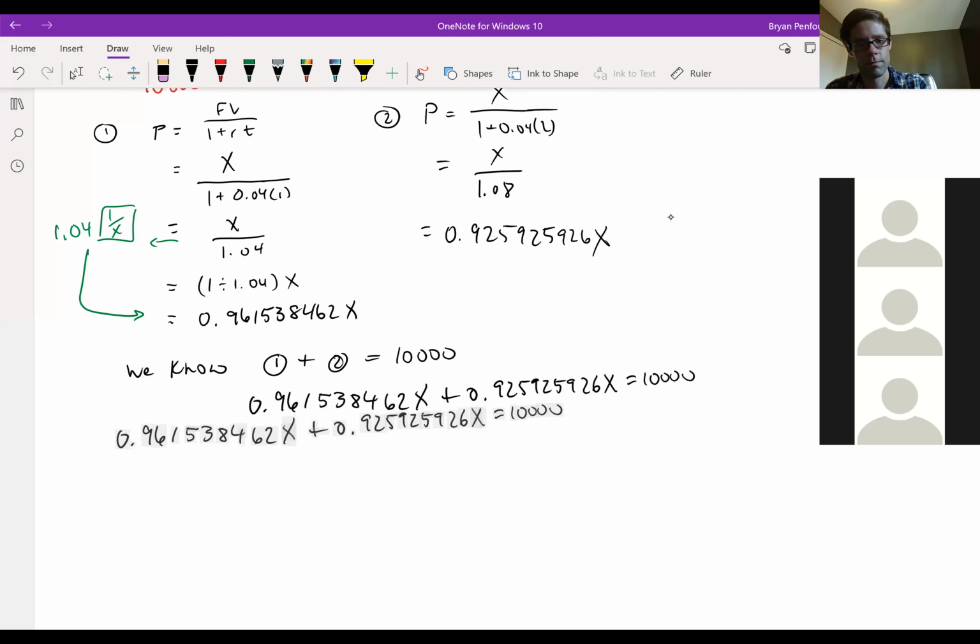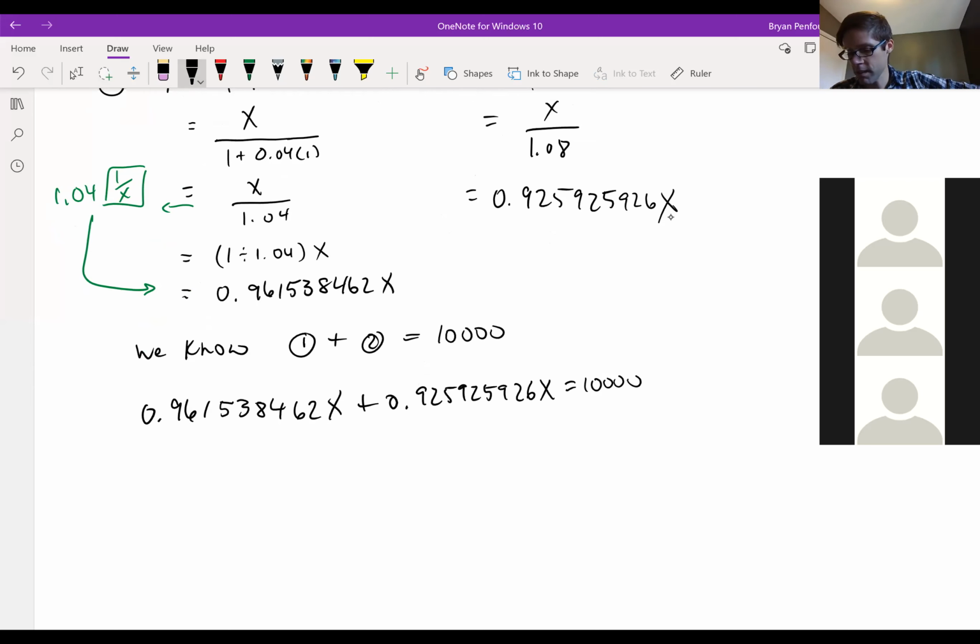Let's see if rounding to all 9 decimal places makes that much of a difference in this particular question. So adding those two decimal numbers up, I get something like 1.88 and some stuff. And now that we have those like terms connected on the left side, we'll just divide both sides by the 1.8874 number that we have.